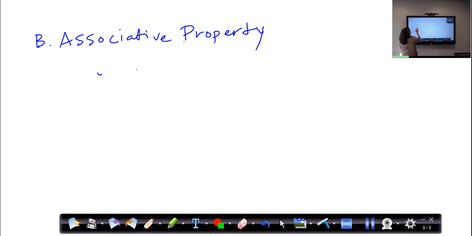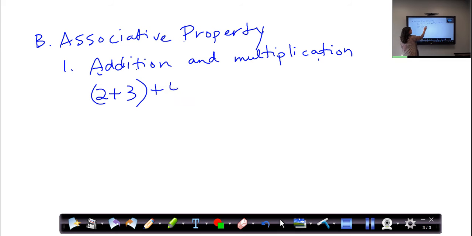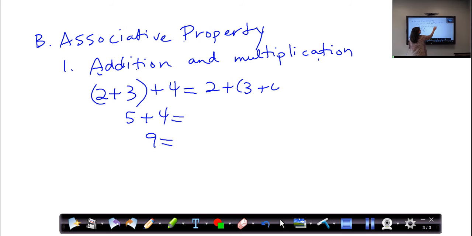Now, the associative property also applies to addition and multiplication. But what the associative property does is it says, well, what if I take a 2 plus a 3, and then I add a 4? Well, 2 plus 3 is 5, and then if I add that 4, I get a 9. But what if instead I take the 3 and the 4 and add them first, and then add the 2? Well, 3 plus 4 is 7, and 2 plus 7 is still 9. So that's your associative property of addition.